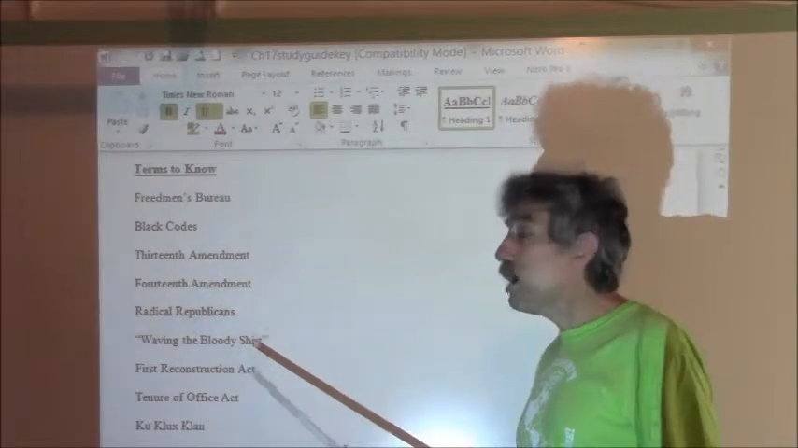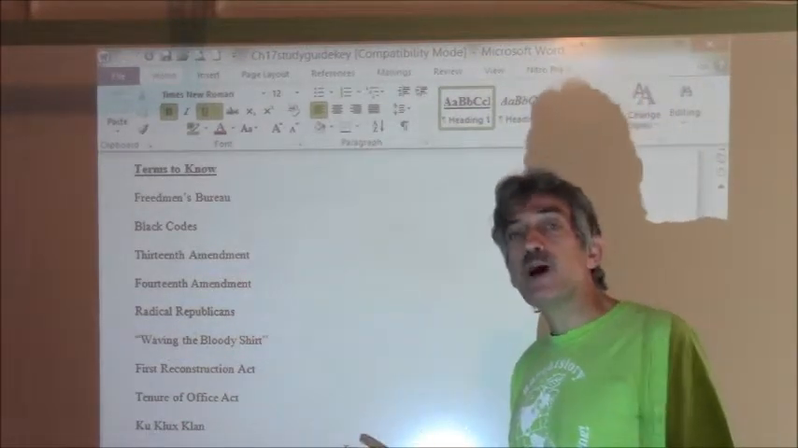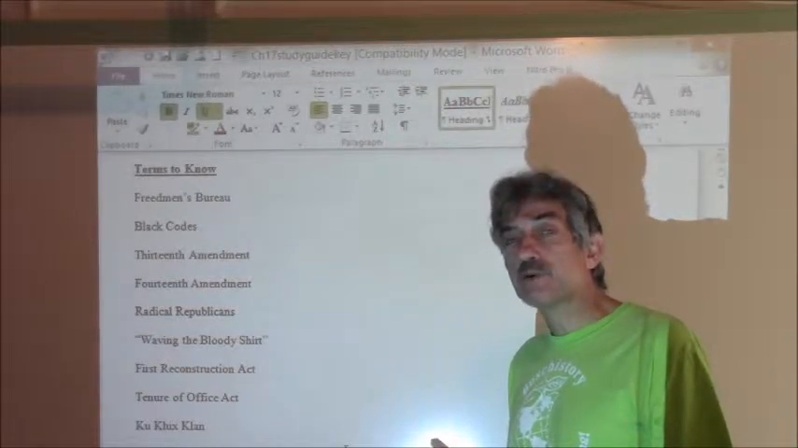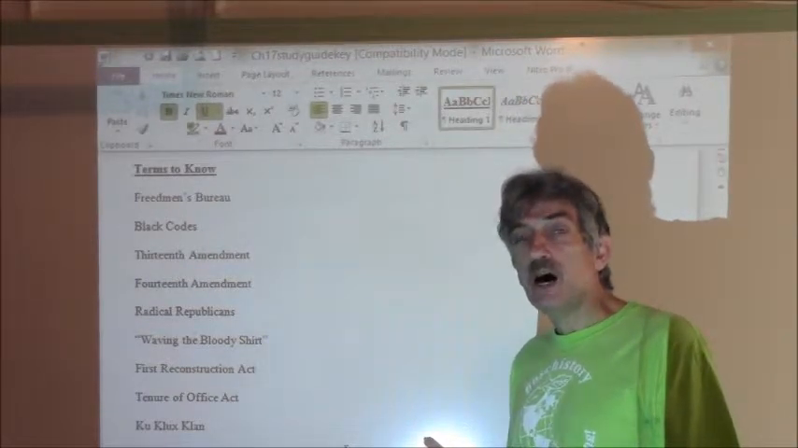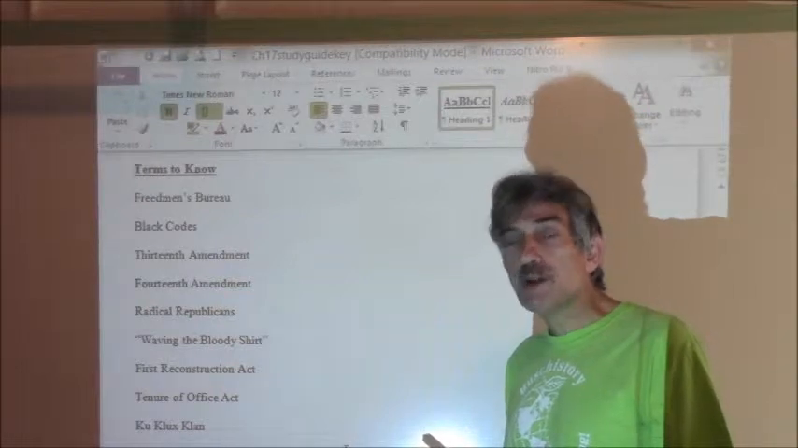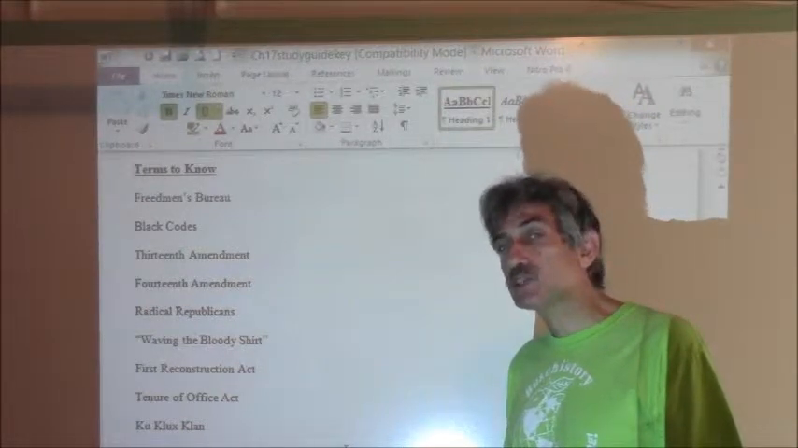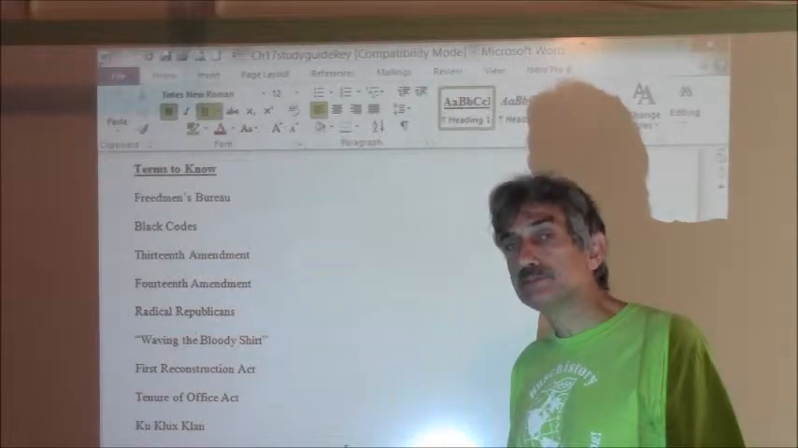14th Amendment, make slaves citizens of the United States. The Radical Republicans was the group in Congress that was overseeing Reconstruction. They were very much against any conciliatory nations, and they sought to punish the South.